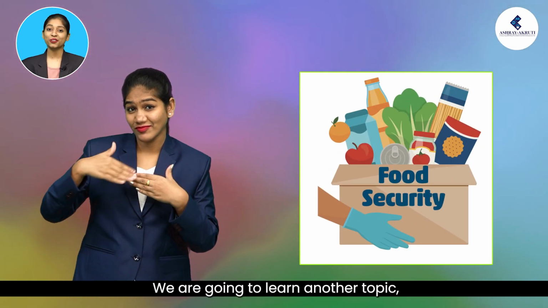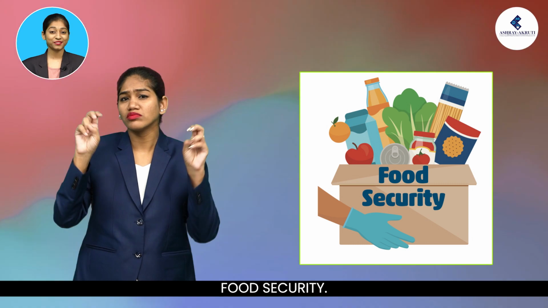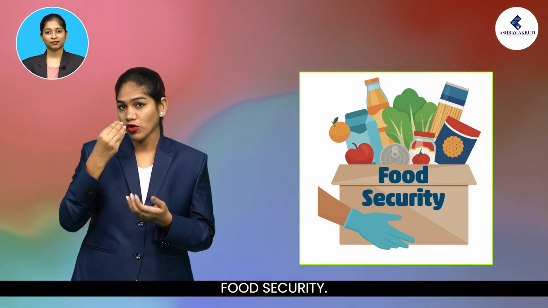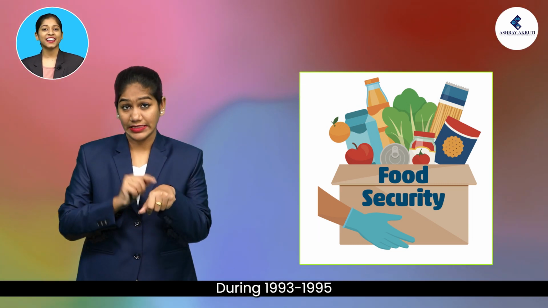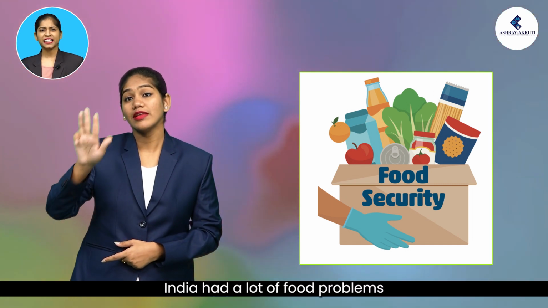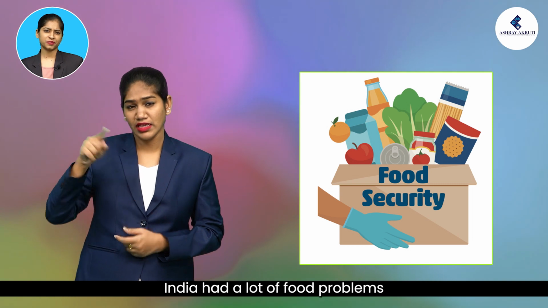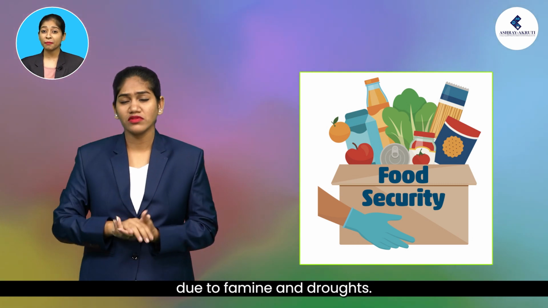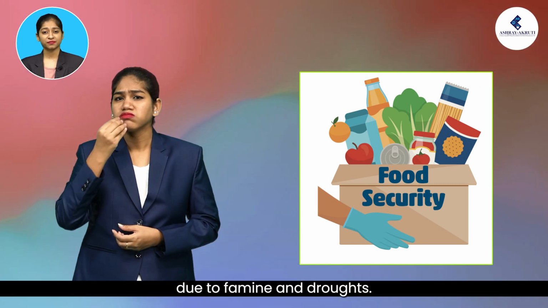In today's video, we are going to learn another topic, food security. During 1993 to 1995, India had a lot of food problems due to famine and droughts.